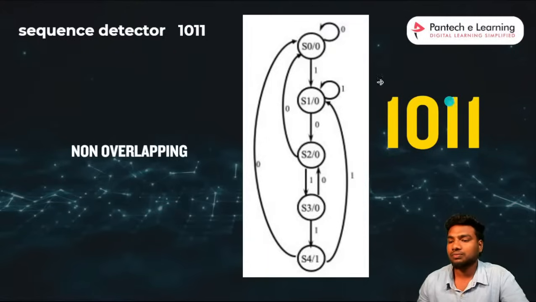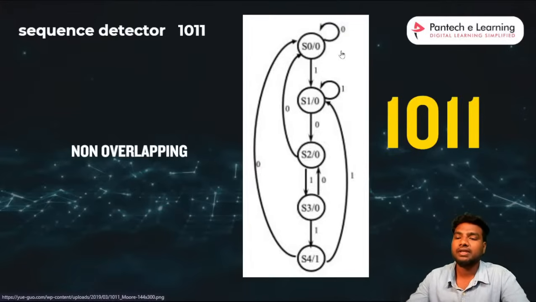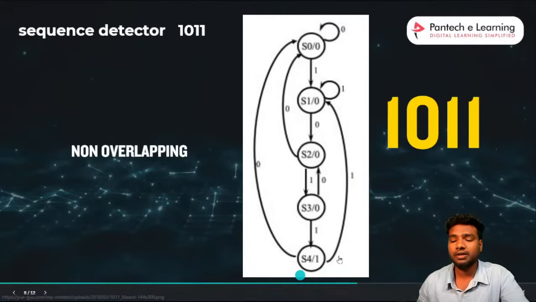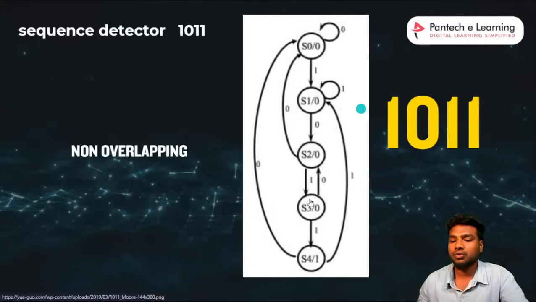So this is my initial state. Only from the S0 state will the sequence detection begin. In the S1 state it will store the 1, in the S2 state the 0, in the S3 state the 1, and in the S4 state the 1. So 1 0 1 1. So this is the FSM.